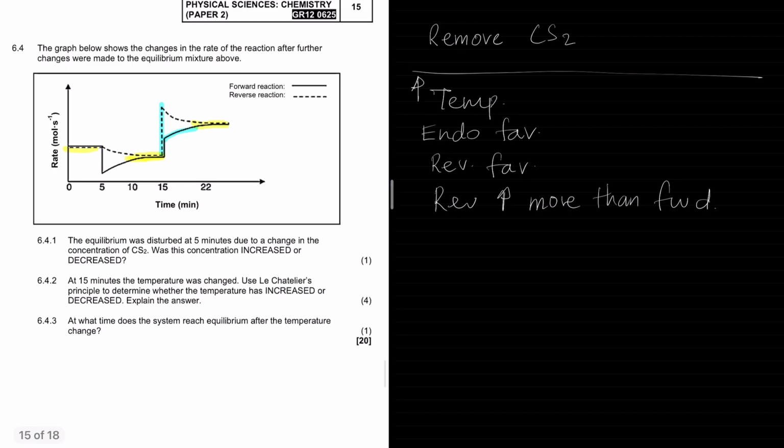And in 6.4.3, at what time does the system reach equilibrium after the temperature change? So what we're looking for is where the lines join back up, and where they are parallel to the x-axis. And that's going to be approximately here at 22 minutes.